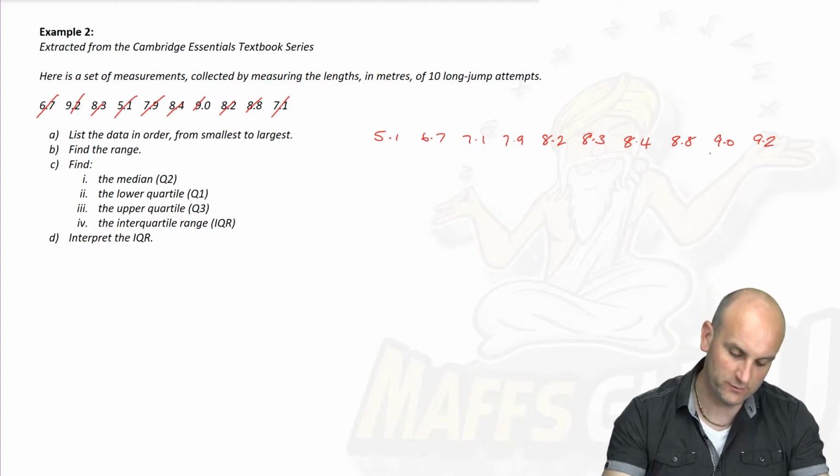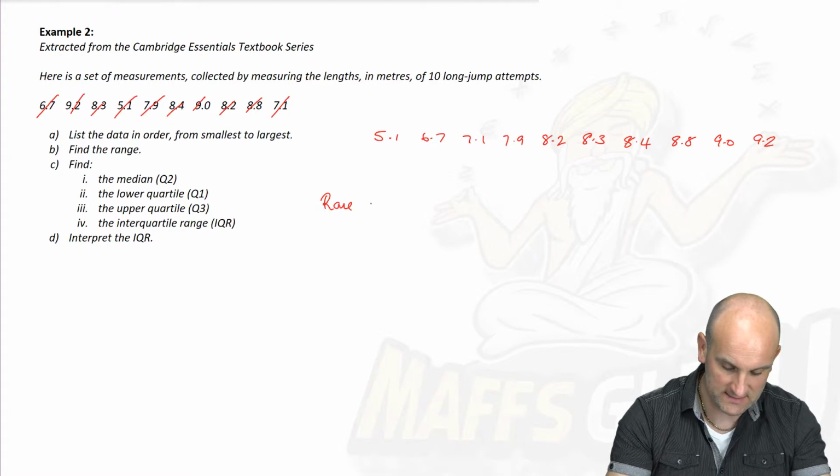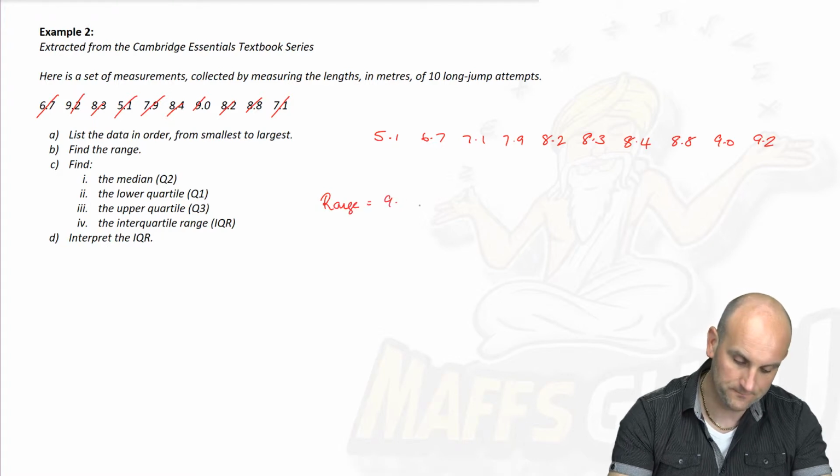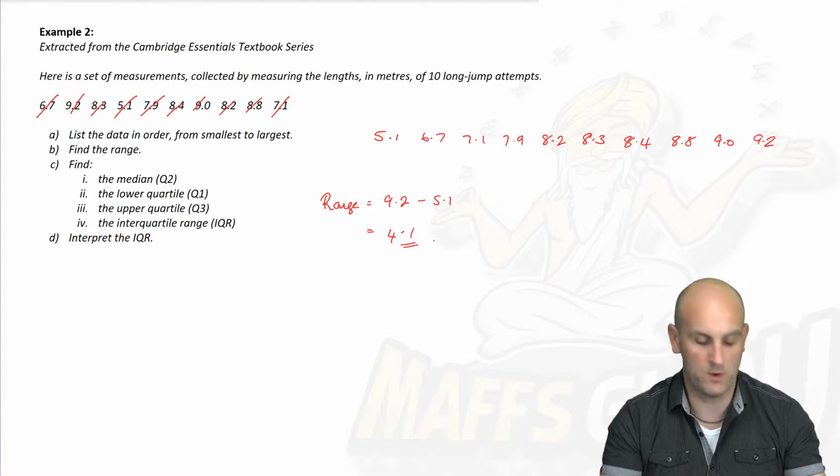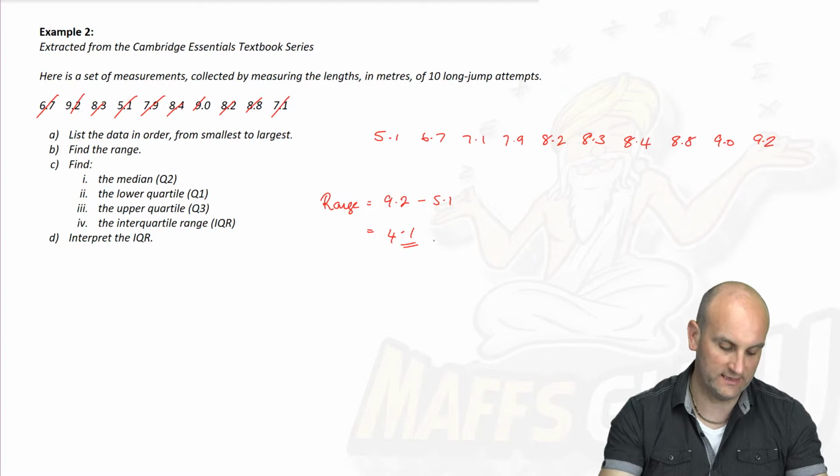Find the range. Well, the range in this situation is the biggest number, which is 9.2, minus my smallest number, which is 5.1, which gives me 4.1. So there's my range, 4.1.